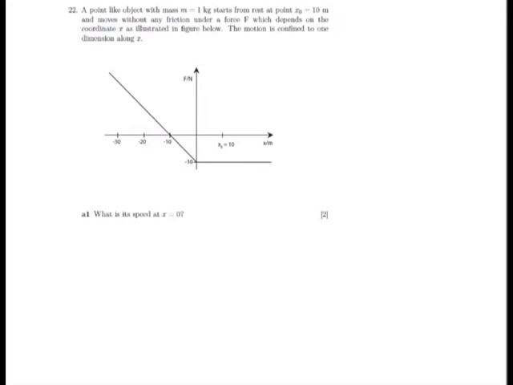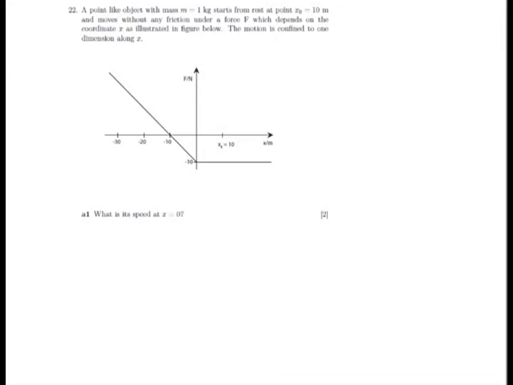So when the object is here at x equals 10 meters, the force acting on it is minus 10 newtons. Similarly, in fact, all the way through to x equals 0 here, the force acting on it is always minus 10 newtons. So for this question, what is its speed at x equals 0? Well, we just need to worry about this little section here, where the object is moving with a constant force being applied to it. So a constant force means a constant acceleration.